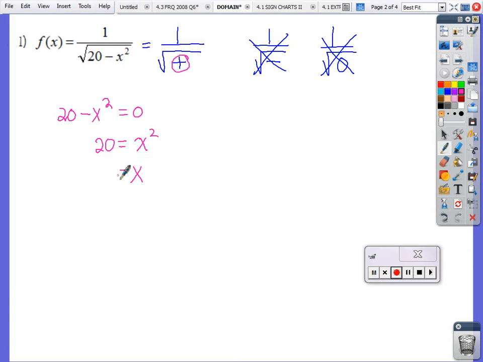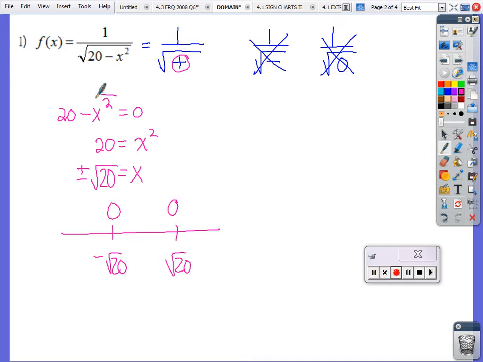and I get x is equal to plus or minus the square root of 20. Make sure you have the plus or minus. So here we go. Negative square root of 20, positive square root of 20. When we substitute those values in, we get zeros. So where I'm substituting back into is here. Where did I get that? I got that from, let's see, here, underneath the square root.